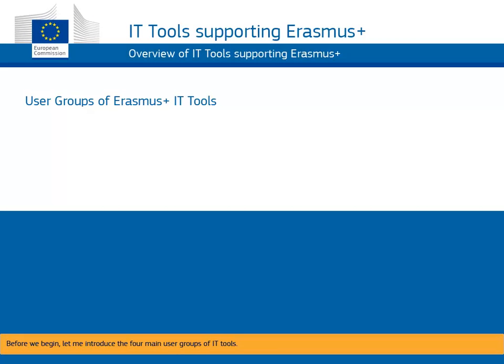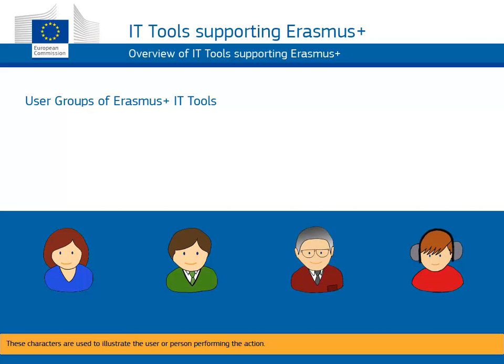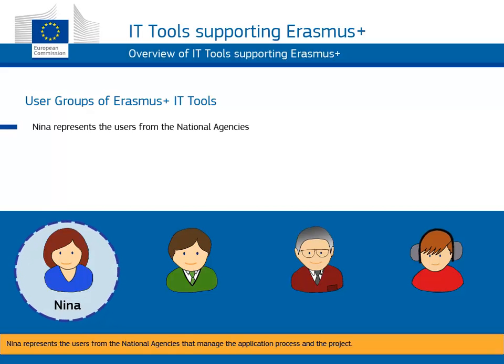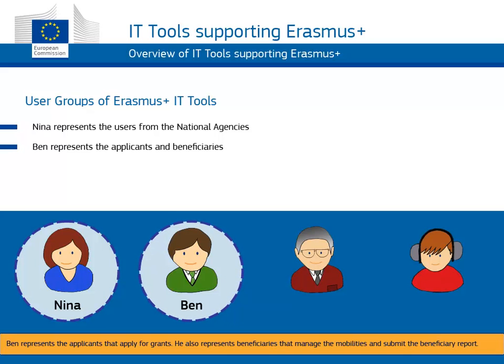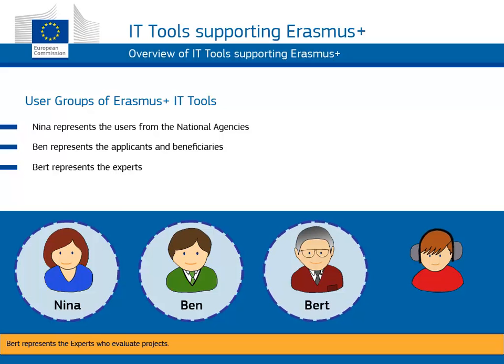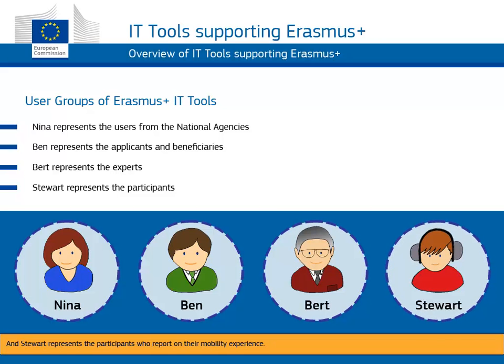Before we begin, let me introduce the four main user groups of IT tools. These characters are used to illustrate the user, or person performing the action. Nina represents the users from the national agencies that manage the application process and the project. Ben represents the applicants that apply for grants. He also represents beneficiaries that manage the mobilities and submit the beneficiary report. Bert represents the experts who evaluate projects. And Stuart represents the participants who report on their mobility experience.